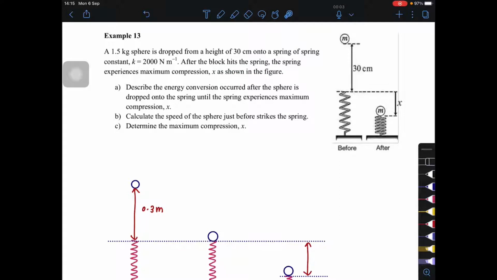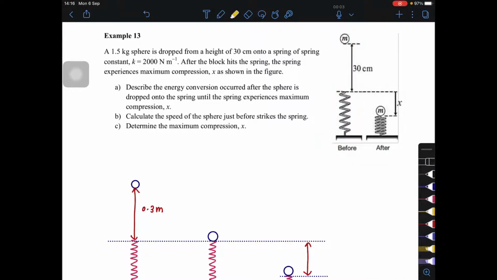First question, describe the energy conversion that occurs after the sphere is dropped onto the spring until the spring experiences maximum compression. Second one, calculate the speed of the sphere just before it strikes the spring. And last one, determine the maximum compression x. Okay, so we are given a figure here where we have a sphere and also a spring.